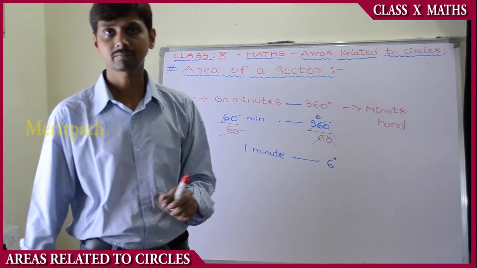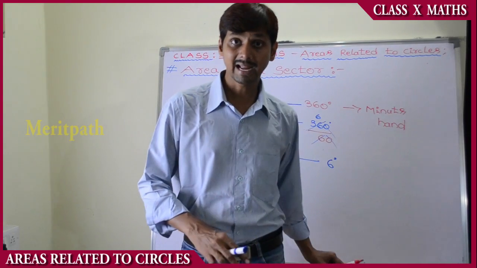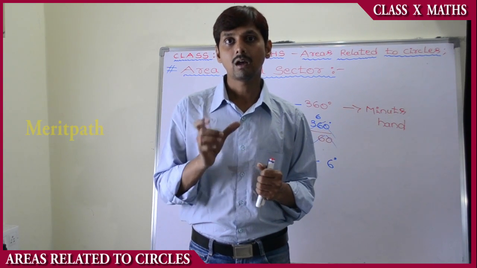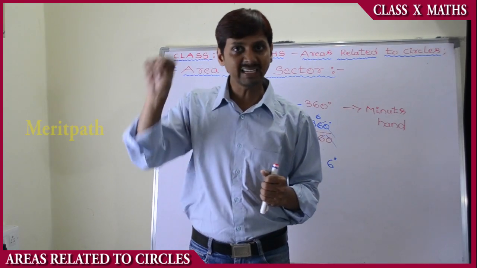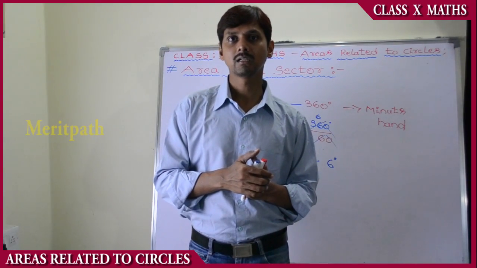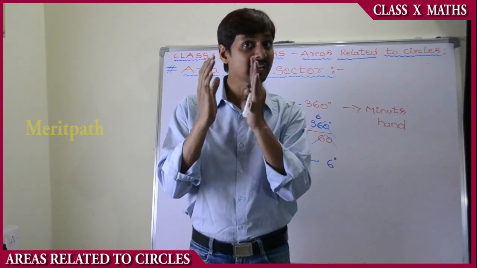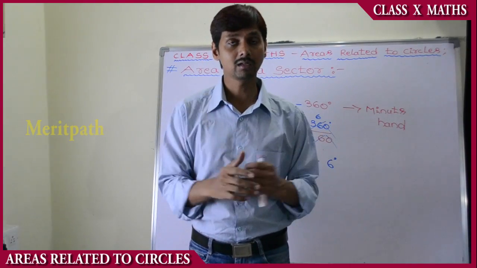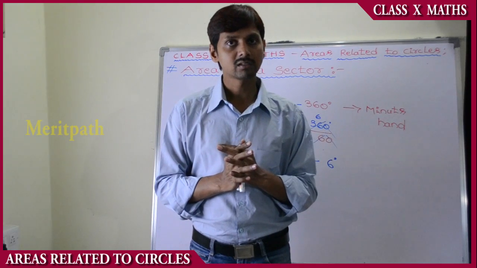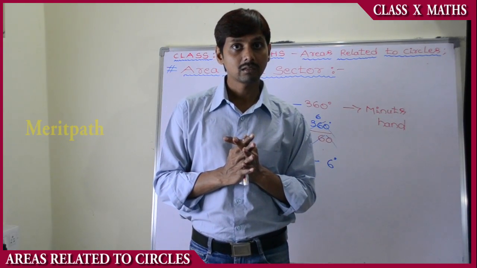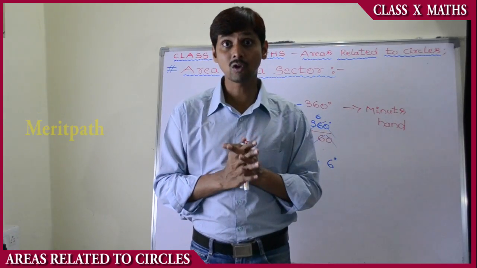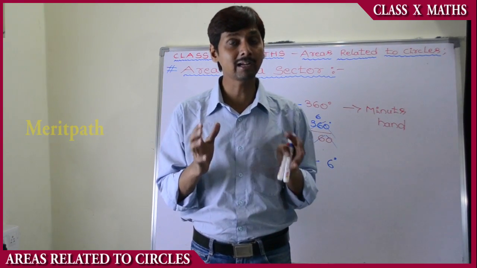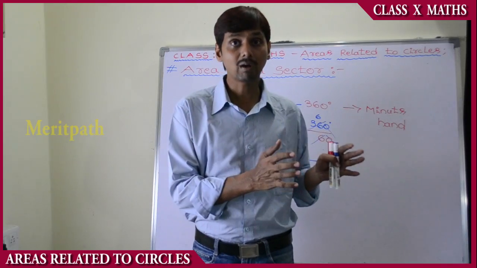So let's discuss the hours hand in a clock. In the hours hand in a clock, if it's completing one revolution, it is 12 hours, because if it starts from 12 and completes one revolution and comes again to the 12, it's nothing but 12 hours. So the hours hand in 12 hours makes an angle of 360 degrees.